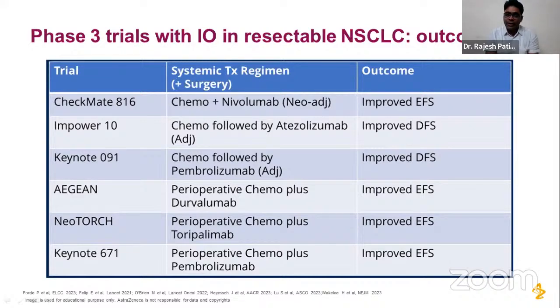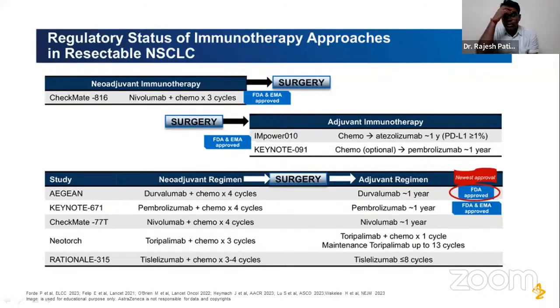In the AEGEAN trial, perioperative chemo plus durvalumab improved EFS. In the NEO-TORCH study, chemo plus toripalimab improved EFS. And in Keynote 671, it is chemo with pembrolizumab which improved event-free survival. So there are various studies in the neoadjuvant setting and also in the adjuvant setting.